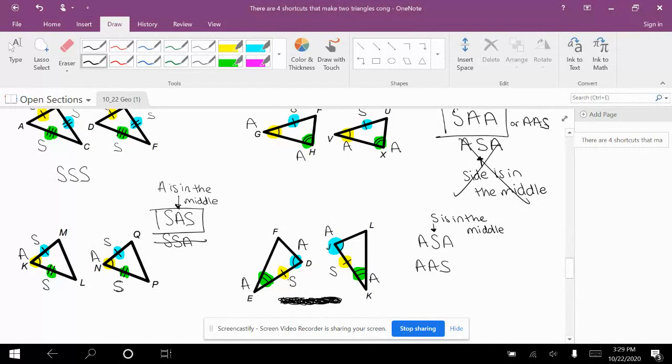Entonces, mire la S. ¿Está en el medio? ¿Sí o no? Sí, porque ambos ángulos son, empezamos con un ángulo, terminamos con un ángulo y S es entre de esos dos. S is in the middle. So S is in the middle of both the angles here. So the correct answer is angle, side, angle, because our side is between the two angles. El lado está entre de ambos ángulos.